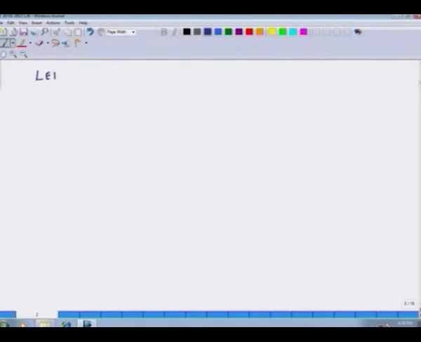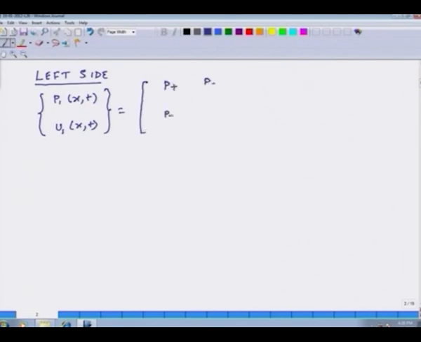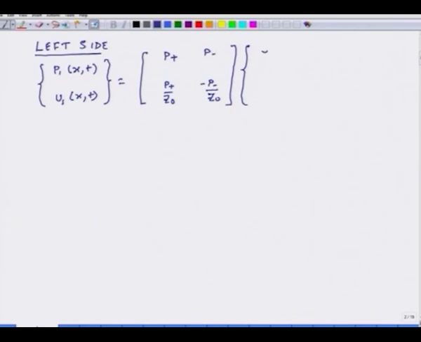So, for left side, pressure and velocity, and they are functions of space and time, and this is equal to the matrix with entries P plus, P minus, P plus over Z naught, minus P minus over Z naught. So, this matrix is going to be multiplied by this vector e to the minus S x over c, e to the plus S x over c, times e to the S t, and we know that S equals j times omega. So, this is my first equation, and then I have likewise equations for the right side.